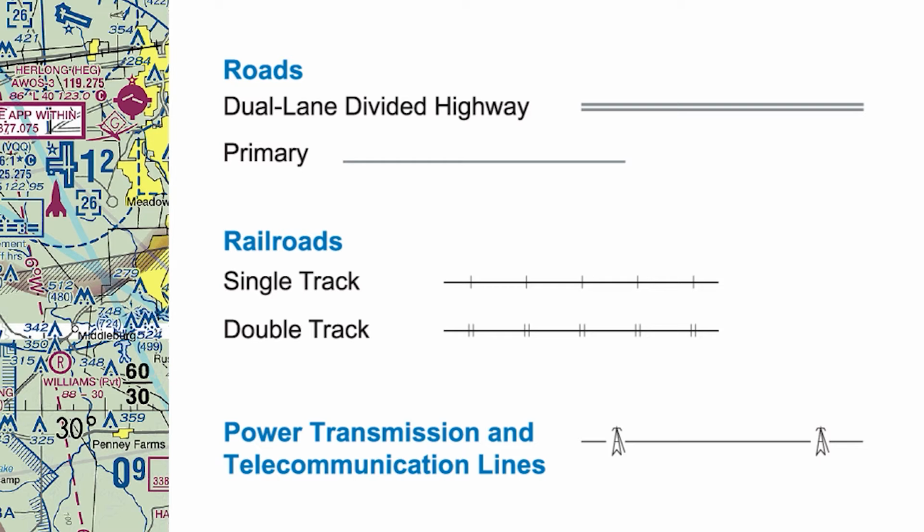Roads are depicted by a single gray line for a single road, and a double gray line for a divided highway. Railroads are shown as a black line with evenly hashed marks. Power lines are drawn as a thin black line with small tower symbols.